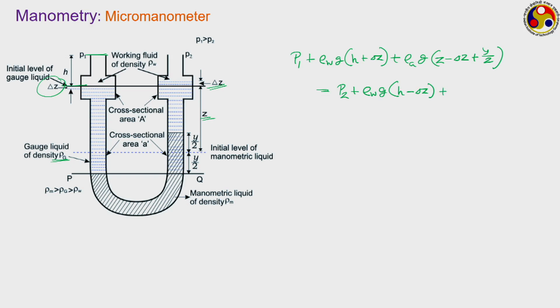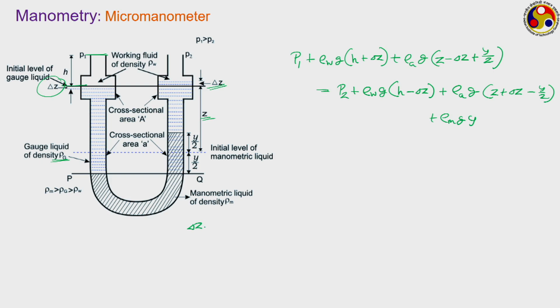Then we have the column for this gauge fluid. It is rho g into g into how much is the height for this gauge fluid? It is z plus delta z minus y by 2, plus we have the manometric fluid rho m into g into how much is the manometric fluid? It is just y.